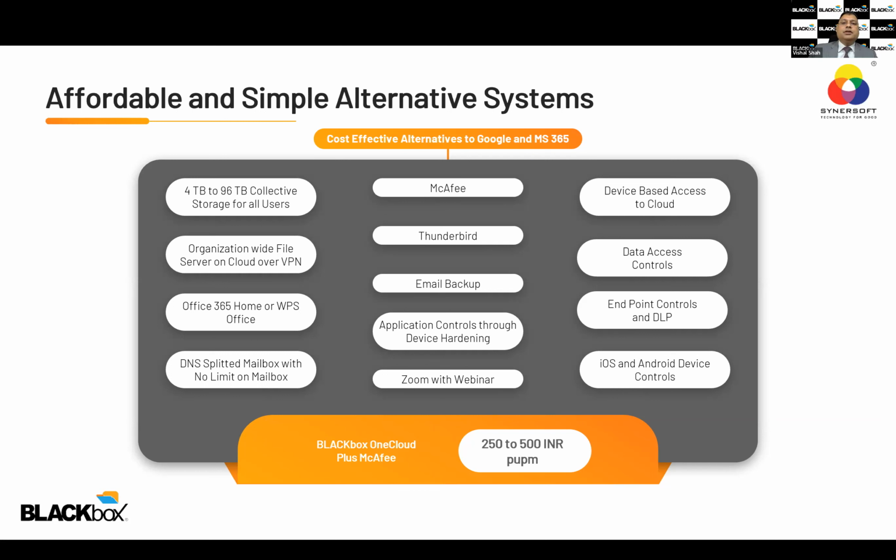Is Zoom subscription included in this solution? See, as I've told, that ranges from 250 rupees to 500 rupees. So we do not include Zoom subscription. You can subscribe to it on your own, but the total cost of BLACKbox One Cloud plus Zoom plus McAfee plus maybe Microsoft O365 Home would not go beyond 500 rupees per user per month. Mr. Pandare is asking, where is BLACKbox One Cloud hosted? Basically, BLACKbox One Cloud is hosted in India on our data centers.